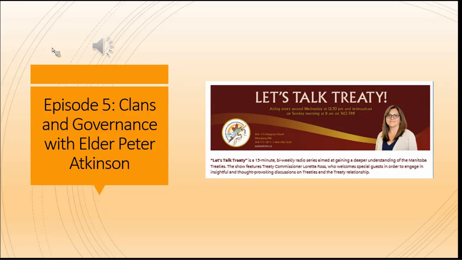So, Elder Atkinson, you had mentioned that there are 7 basic clans, right? And then there's some sub-clans beneath, I guess, 5 of those. Indigenous people, First Nations people are now going back and learning, I guess, about the clan system and wanting to understand it. So how do you find out what clan you belong to?